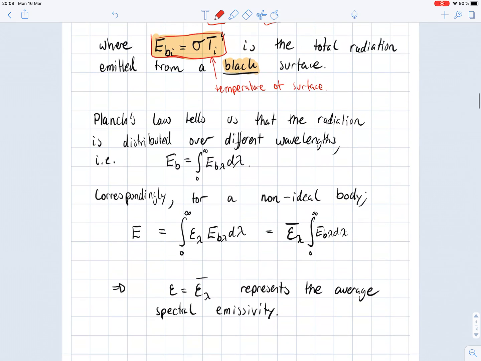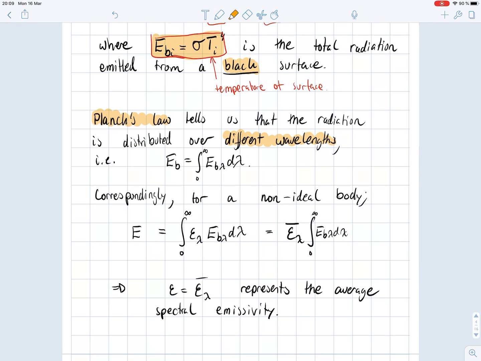Moving on, we have Planck's law. And Planck's law tells us that the radiation is distributed over different wavelengths. You remember we had some specific peaks in energy flux for the given wavelengths corresponding to different temperatures, and based on that we could say that a body heated to a specific temperature will glow in a specific color.